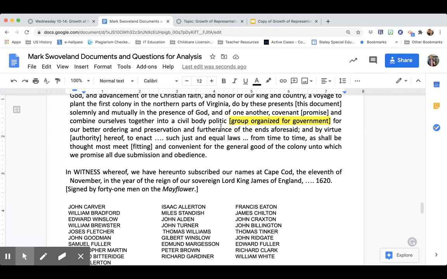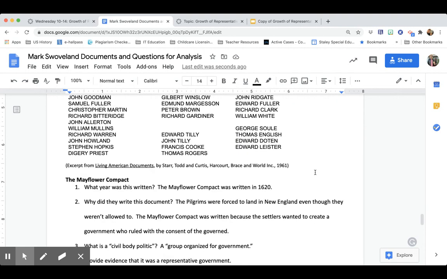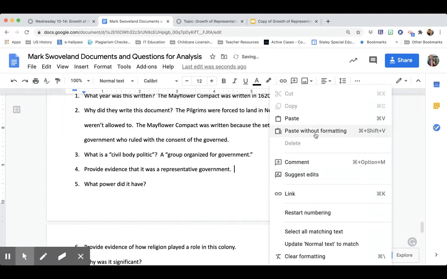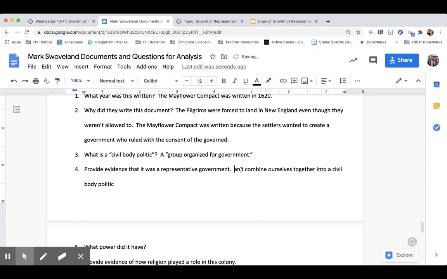All right, let's see what it says. So they're going to combine ourselves into a civil body politic. Okay, so this right here is going to be our definition of creating a representative government, because they're saying that they are going to create a group of themselves that will be governed, right? We just said it's a group organized for government, and those are the citizens themselves.